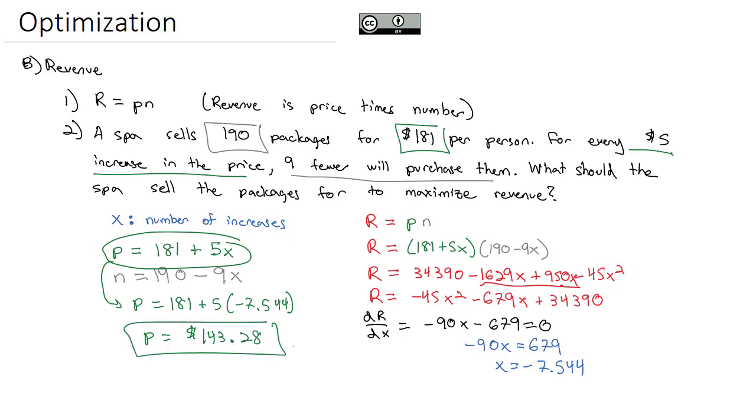$143.28. Dropping the price draws more people in, but if we drop the price too far, we're starting to lose money. The perfect maximized optimized revenue point is $143.28. In our next video, we're going to continue looking at optimization examples.